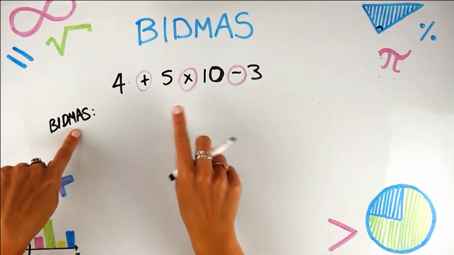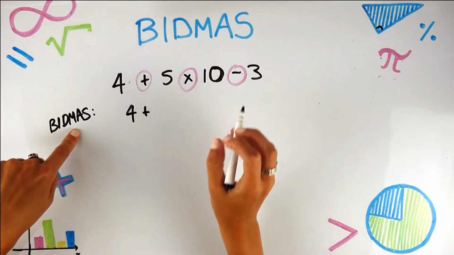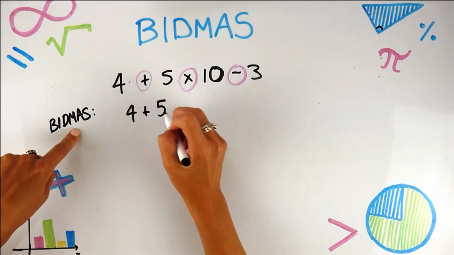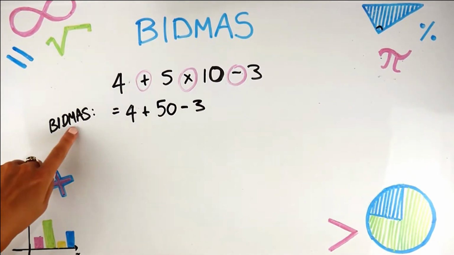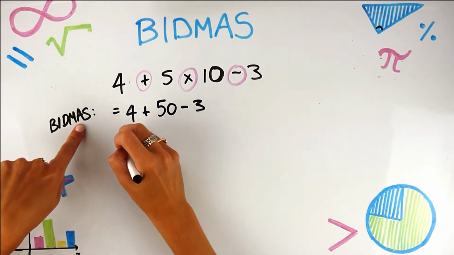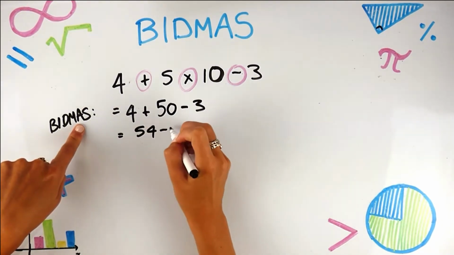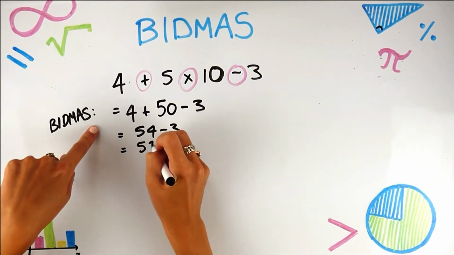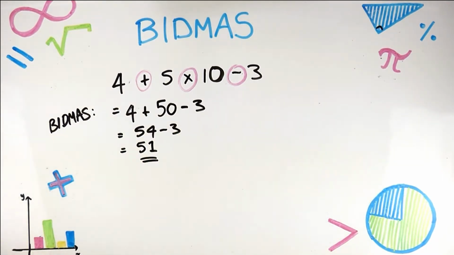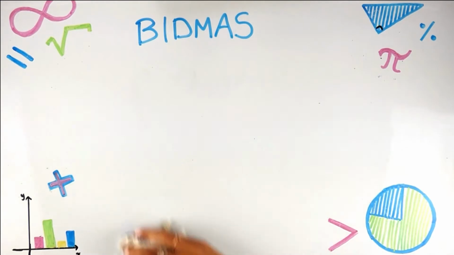Do I have multiplication? Yes, I do. So that's the bit we're going to tackle first, this multiplication. So 5 multiplied by 10 is 50. Okay. Next step. So we're at M. Do I have addition? Yes, I do. So 4 plus 50 is 54 minus 3. Do I have subtraction? Yes, I do. Answer is 51. So that is an example of why we use Bidmas, to know the order in which to do the operations, so we can all get the same answer and do it the correct way.